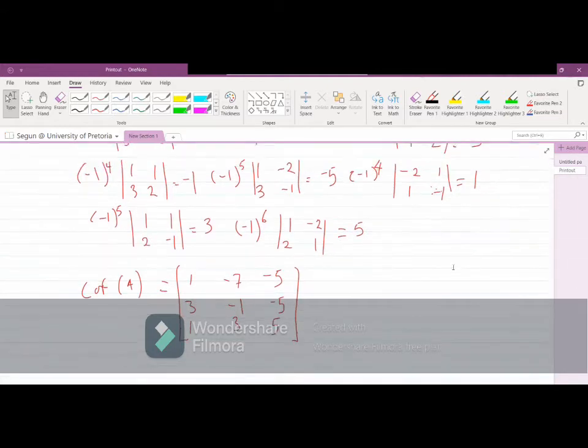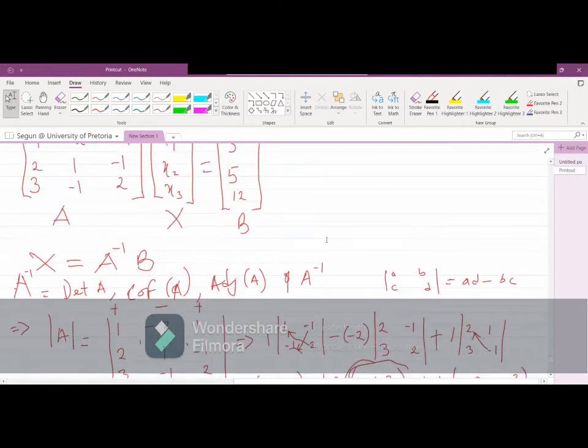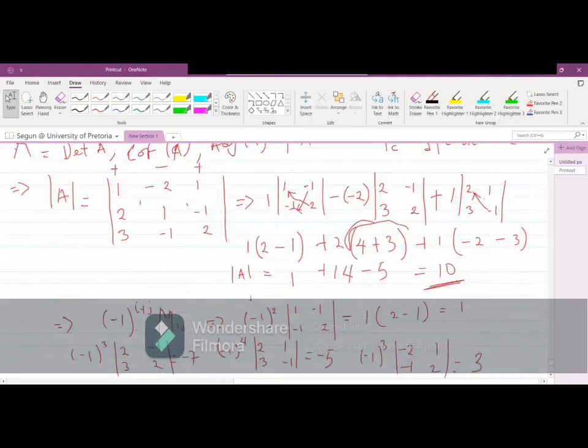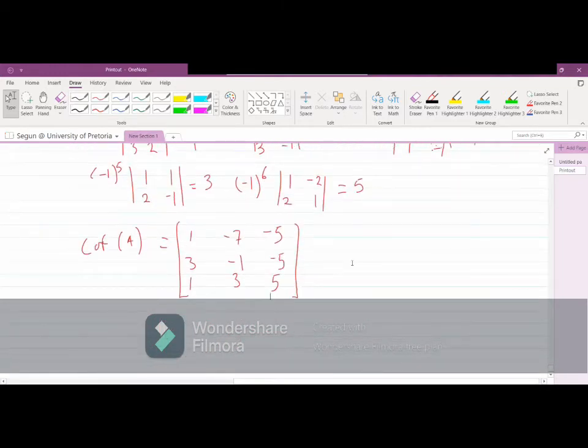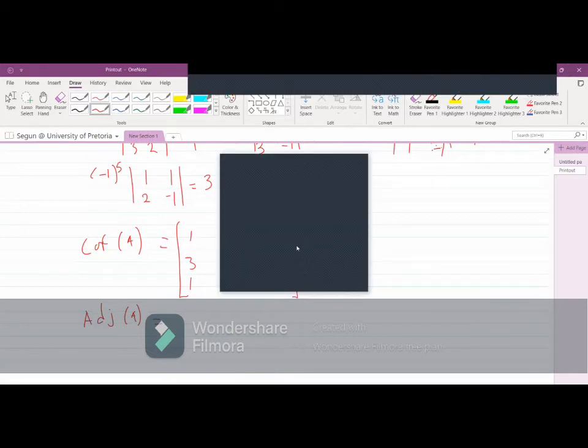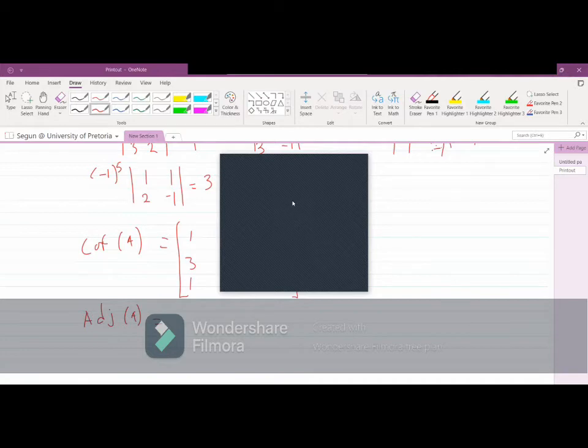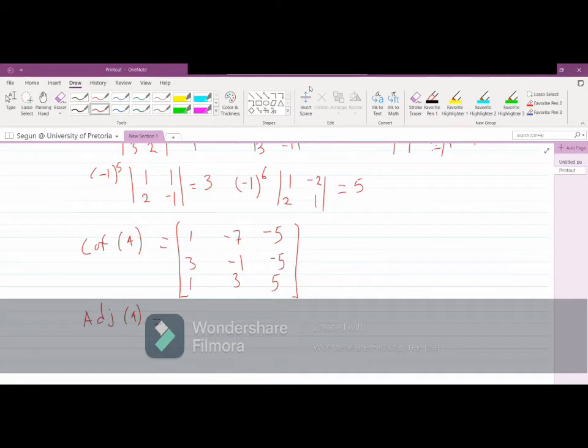So the major thing at this point is the cofactor. How do we get the adjoint? The adjoint of A follows: the transpose of the cofactor. Transpose of a cofactor will lead to that.